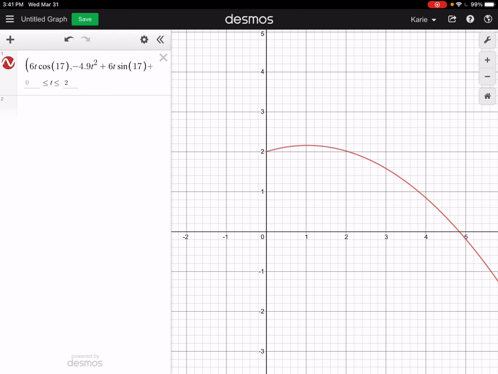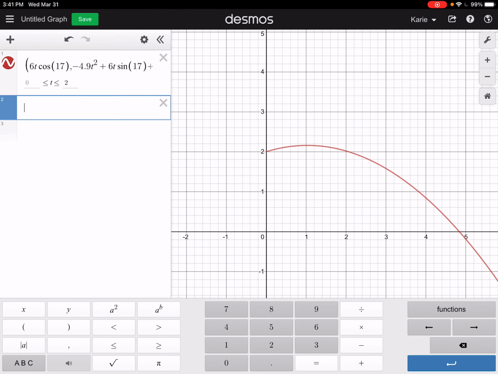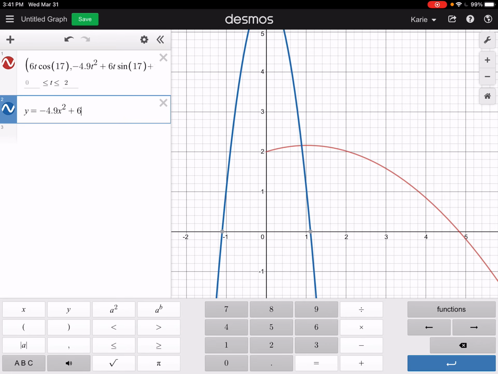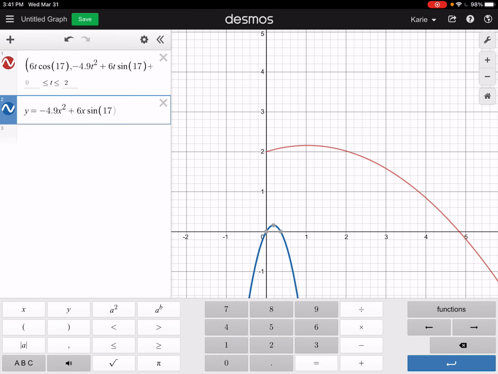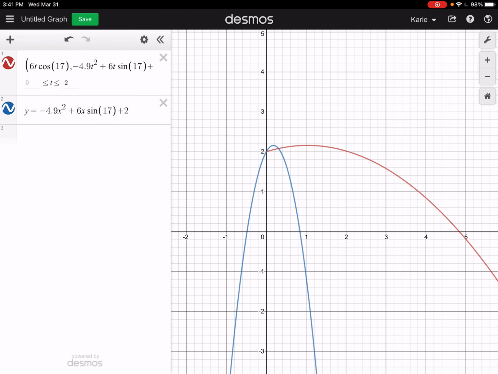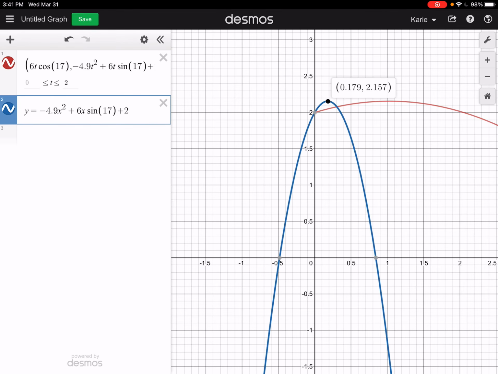What we can also do is type in y equals, do it in parametric, I lied, in rectangular form, negative 4.9 x squared plus 6x sine, I hope I'm remembering all my details. And then what did I say? I had an initial height of 2. Okay, so with this, if it's in rectangular form, I can plug in those different values. So notice this is saying at time 0.179, it is 2.157 meters tall.